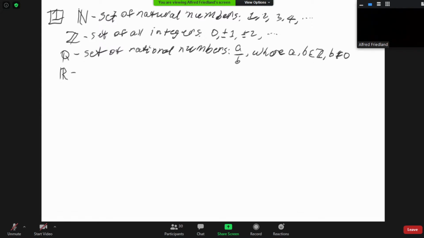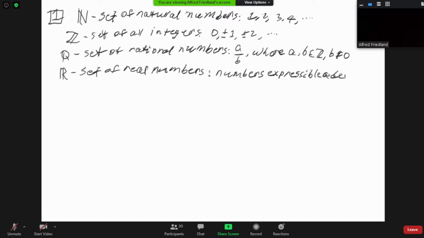So this is the set of real numbers, which are all numbers that you can depict on the number line. Let me just write numbers expressible as, you can write them as decimals.